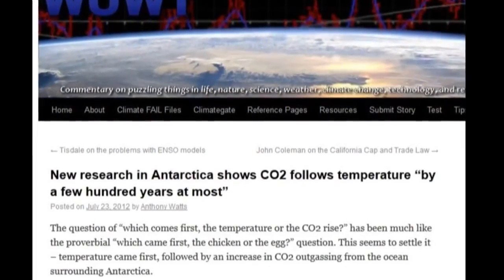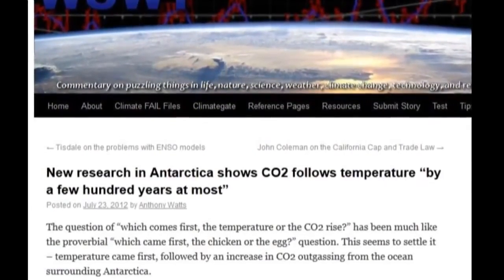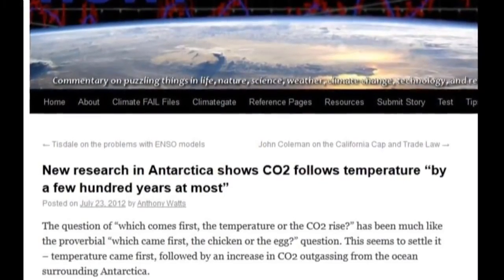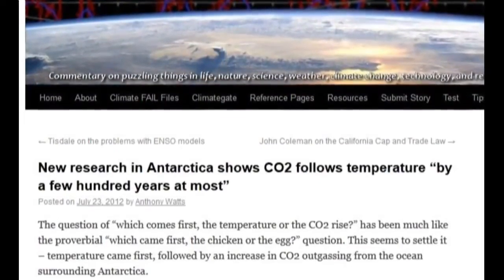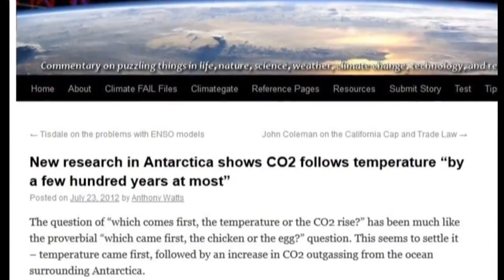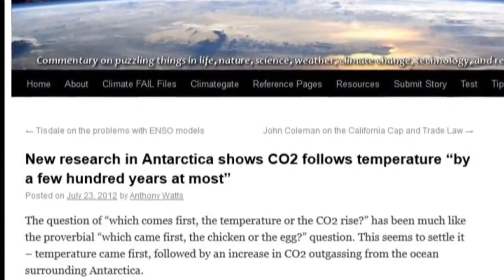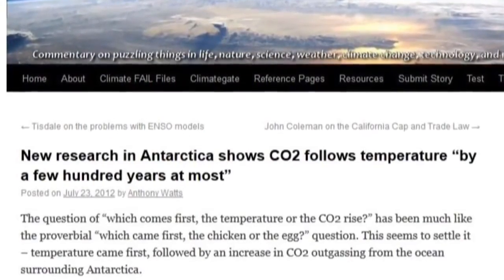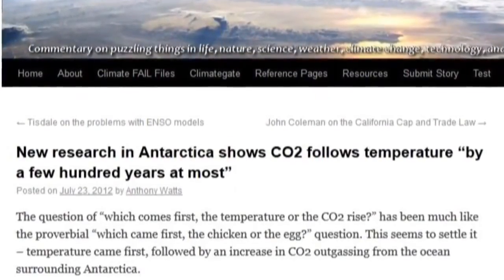Introducing the study on What's Up With That, Anthony Watts wrote, "The question of which comes first, the temperature or the CO2 rise, has been much like the proverbial which came first, the chicken or the egg question. This seems to settle it. Temperature came first, followed by an increase in CO2 outgassing from the ocean surrounding Antarctica."